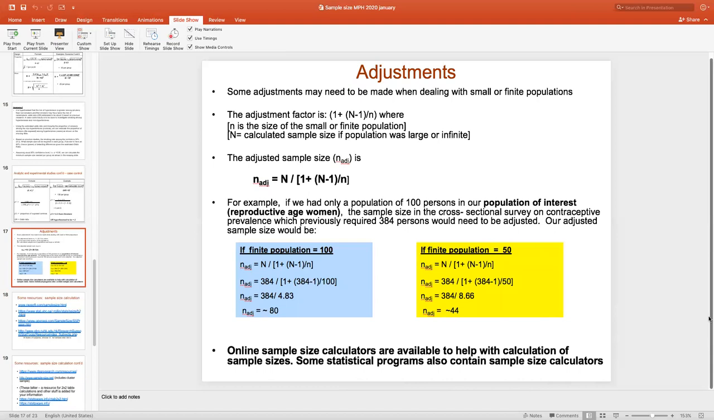To exemplify this, I'll give this example. Earlier, when we calculated, we needed 384 people in our sample. But let us say we are studying a very small island and there are only 100 people on this island. You can't get 384. So what do you have to do? We use this adjustment. Say n adjusted equals that, and we apply the factor. Here, 384 over 1 minus 384 divided by 100, where 100 is the finite population. And we'll notice that we would need to study 80 people out of 100.